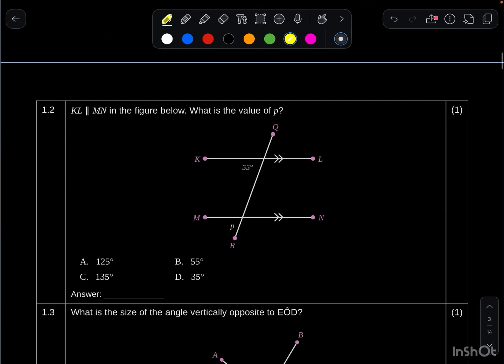1.2. The line KL is parallel to MN. In the figure below, what is the value of P? So this angle P. You've always got to check. If we're working with parallel lines, is it a corresponding angle like the F shape? Is it an alternate angle like the Z shape? Or is it a co-interior angle like the U shape? In this case here, we can draw a backwards F shape, which means that P is equal to 55 degrees. So this one's going to be B.